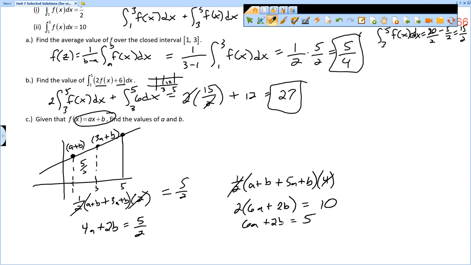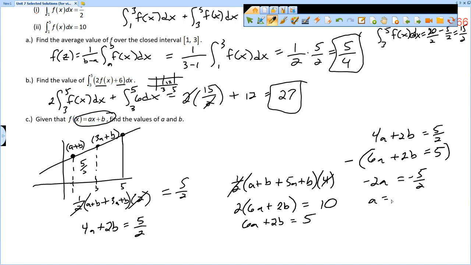So now I have two equations and two unknowns: 4a plus 2b equals 5 halves, and 6a plus 2b equals 5. Now I'm going to subtract. So I get 4a minus 6a is negative 2a. 2b minus 2b is 0. 5 halves minus 5, that's like minus 10 halves, so that'd be negative 5 halves. Now I'm going to divide, and I get that a is equal to 5 fourths.